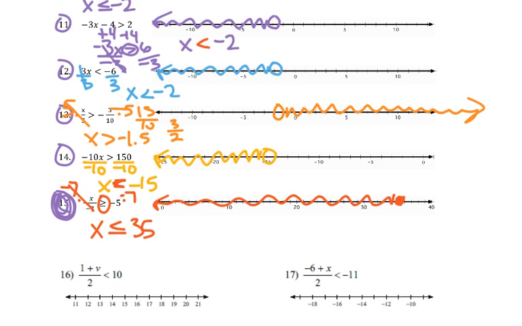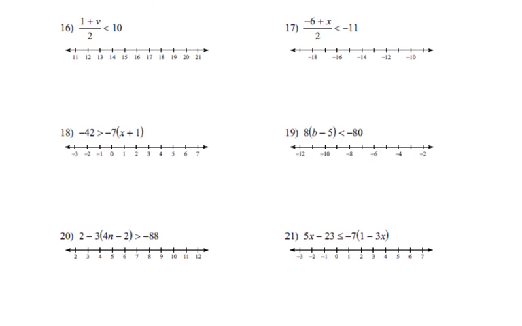Okay, so just a few more problems to do. Same idea. This one first I times by 2, giving me 1 plus v is less than 20. Subtract 1, and v is less than 19. Hollow circle at 19, v is less than, shade to the left.